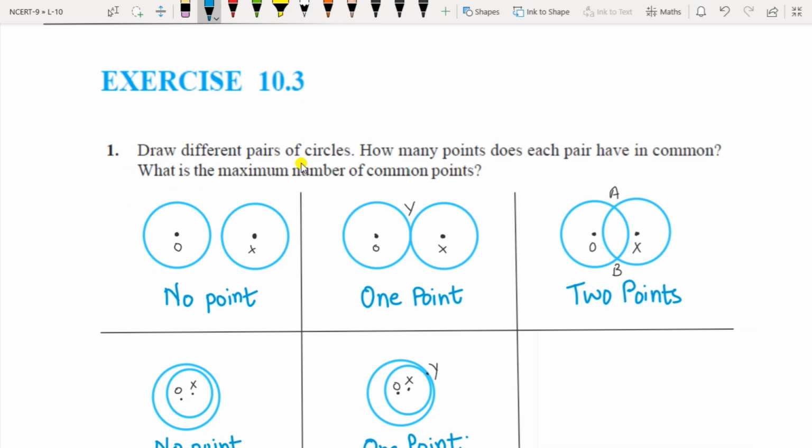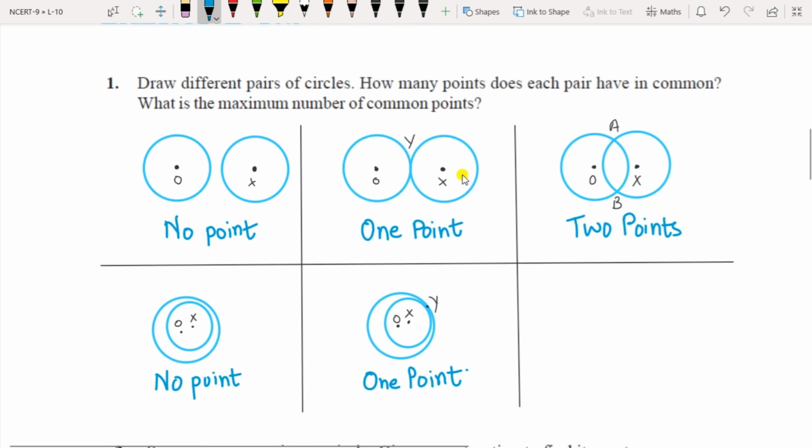First question is, draw different pairs of circles, how many points does each pair have in common, and what is the maximum number of common points. So you have to draw two circles, different pairs of circles, okay, and we have to show how many points in common they will have, maximum points in common.